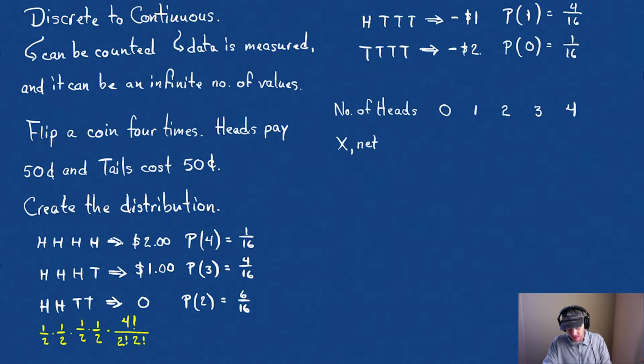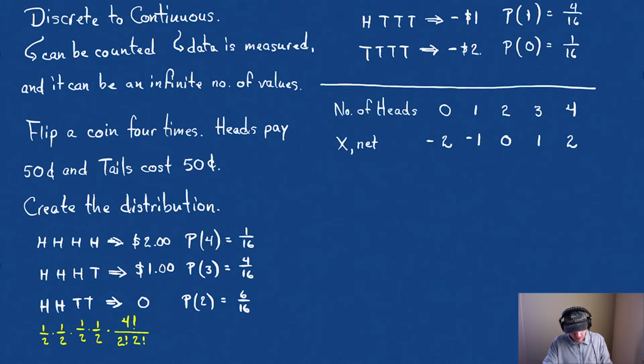Well, if we had 0 heads, that cost us -2. Then we had a -1, 0, 1. And if we got all 4 heads, we got $2. Okay. And finally, the probability of that. Well, those are what we just found.